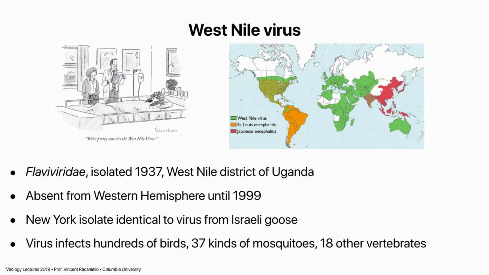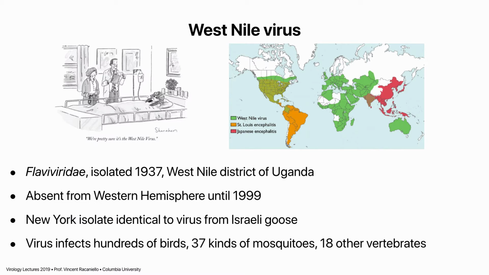Okay, last virus, West Nile virus. This is a virus we've mentioned a bit. It's a flavivirus. This one was isolated first in 1937. It's called West Nile virus because it was isolated from the West Nile district of Uganda. Everyone thinks it has something to do with Egypt. So here's a cartoon from the New Yorker, right? We're pretty sure it's West Nile virus because this guy looks like an Egyptian, right? It's not. It has nothing to do with Egypt.